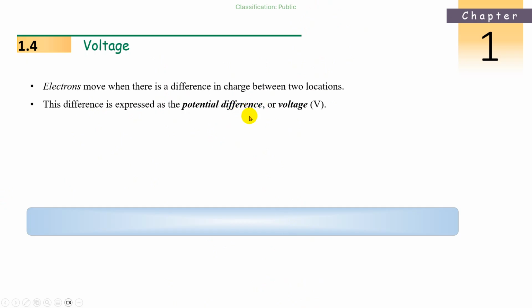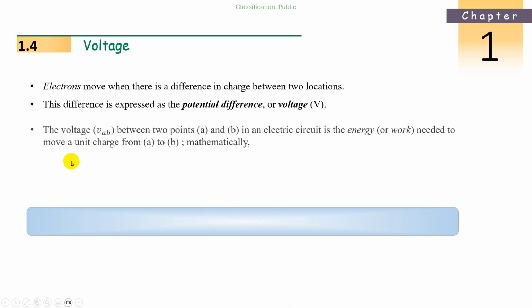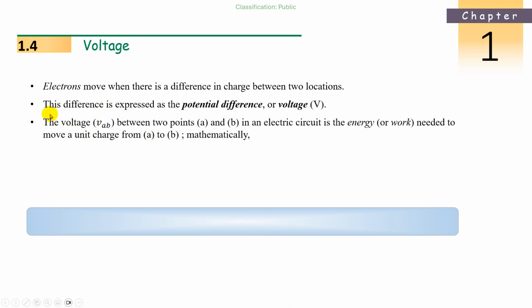Means the difference of potential, higher potential to lower potential, and that is also called voltage. In electrical terminology, we call it voltage. In physics and science terminology, we call it potential difference. Both are the same. The voltage VAB between two points A and B in an electrical circuit is the energy or work needed to move a unit charge from A to B.